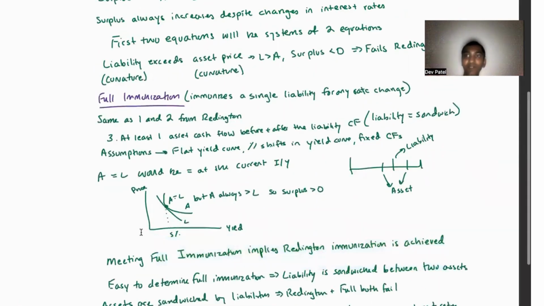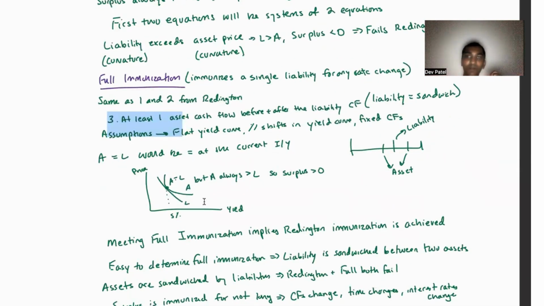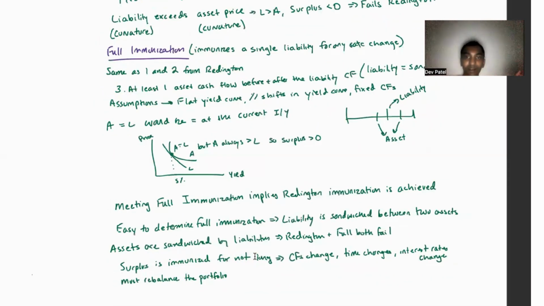The thing I want to emphasize is that it's very easy to check that a portfolio is fully immunized. You just have to check the structure of the payments, whether all of the liabilities are sandwiched between assets, and if that's the case, then you already know that it's Redington immunized. So that's one of the key tricks for this. If you want to see if something's Redington immunized, just check first if it's fully immunized. If it is, then you don't have to do anything else. Okay, so that's about it.